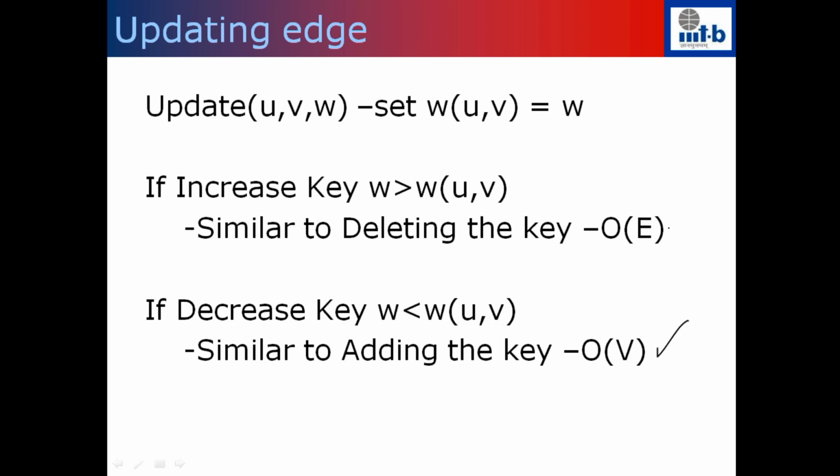Now instead of a minimum spanning tree, if you are given the maximum spanning tree, and you are increasing the key: if the edge is part of the MST, then the MST will not change. But if it's not part of the MST, it might come back to the MST. In that case, if you increase the key in the maximum spanning tree, the case becomes similar to adding a key.